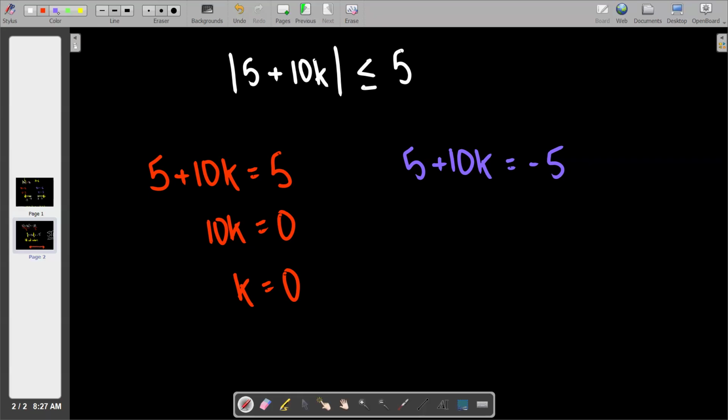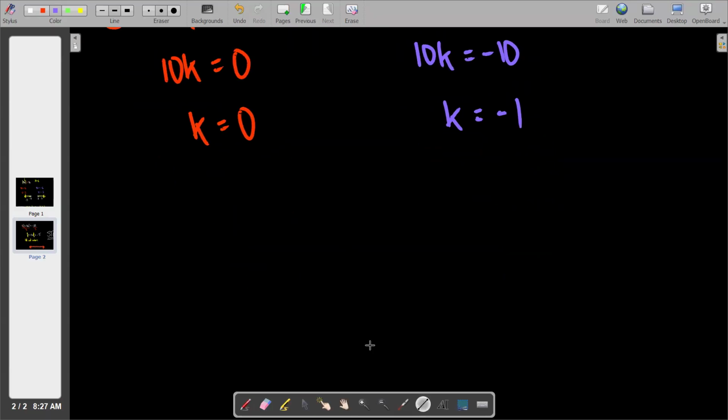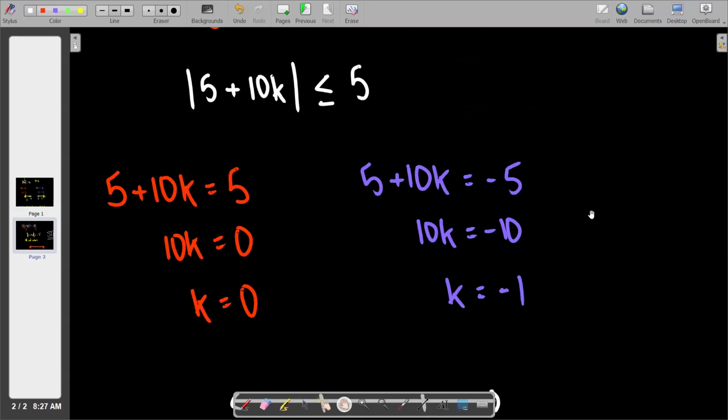On the purple equation, if I subtract 5, I get 10k equals what? Correct. Then if I divide both sides by 10, I get k equals negative, anything divided by itself is 1. So negative 1. So now I'm going to draw my number line and I'm going to determine my regions. Here's negative 1. There's 0. And my boundaries are going to be colored in.